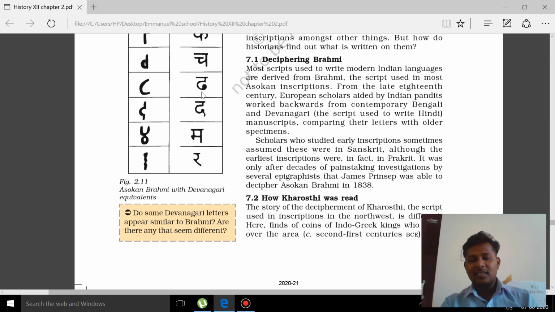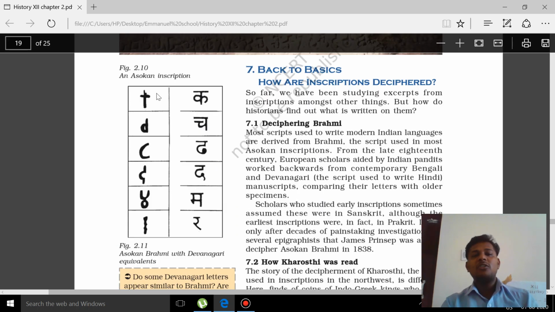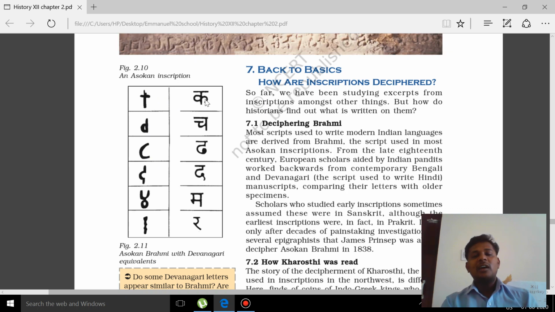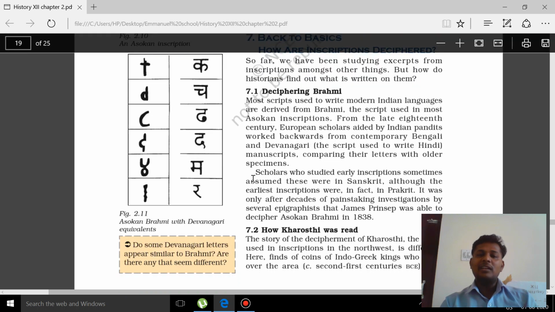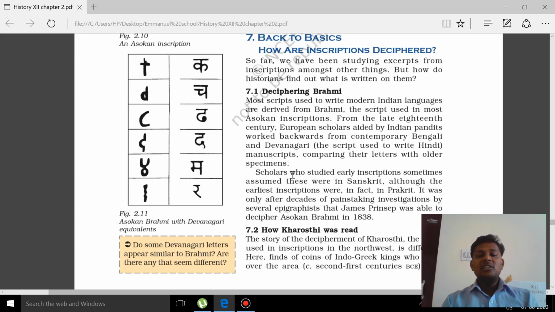So we had some older specimens. See, it is like a cross. This cross is a Brahmi script, and that cross is equally understandable with the modern-day language Hindi, that is ka. It looks like English D, and that is cha, and this one looks like English C, and that is da, and so on. So we were able to understand the Brahmi script with the help of Bengali and Devanagari script. Very good, understood.